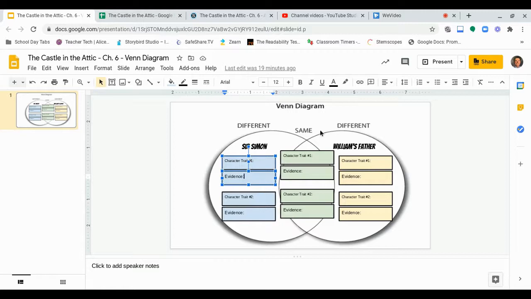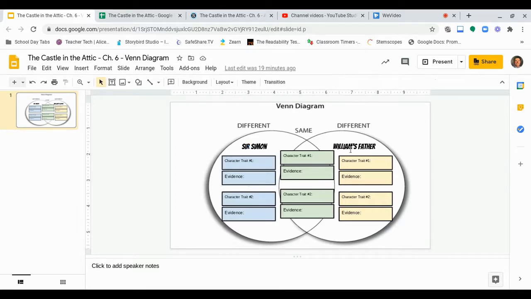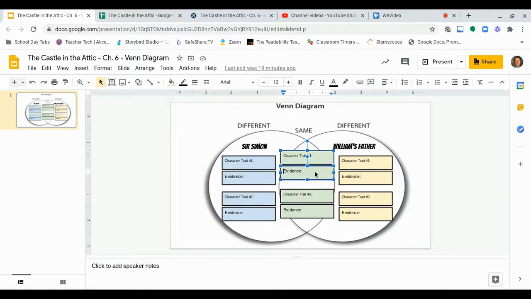And then here in the middle where the circles cross, that's where you're going to give two character traits that you would say they have in common. So two character traits that Sir Simon and William's father have in common. And you'll explain the evidence for each. Okay, well, why do you think Sir Simon is this and William's father is this? So again, they need to be the same there. But you have to use the text to make sure that matches up. You can't just make up something and say, well, it's because I think it is. No, you have to give the evidence from it.